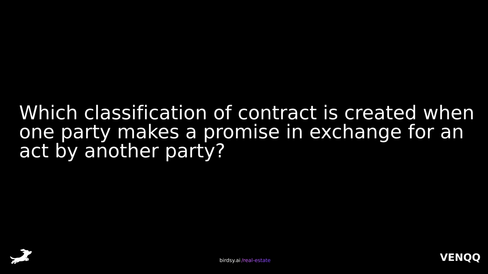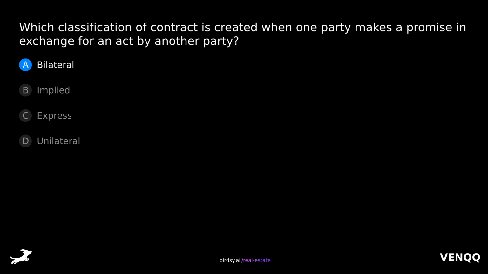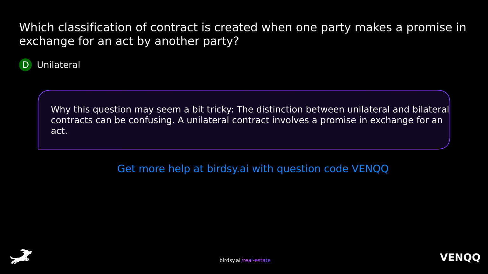Which classification of contract is created when one party makes a promise in exchange for an act by another party? Is it A. Bilateral, B. Implied, C. Express, or D. Unilateral? The answer is D. Unilateral. Why this question may seem a bit tricky: the distinction between unilateral and bilateral contracts can be confusing. A unilateral contract involves a promise in exchange for an act.